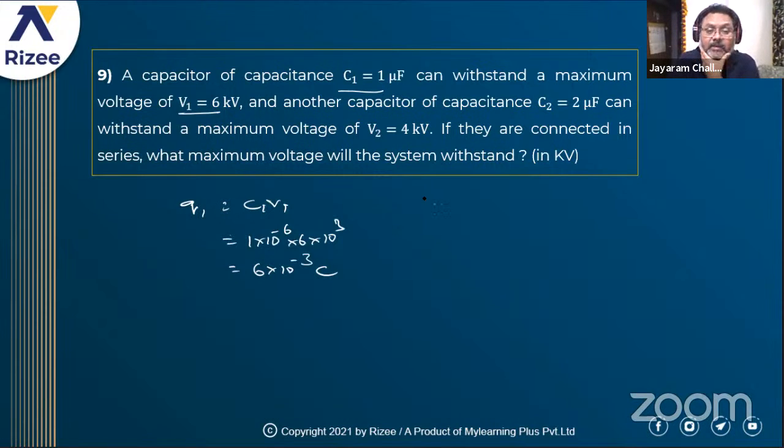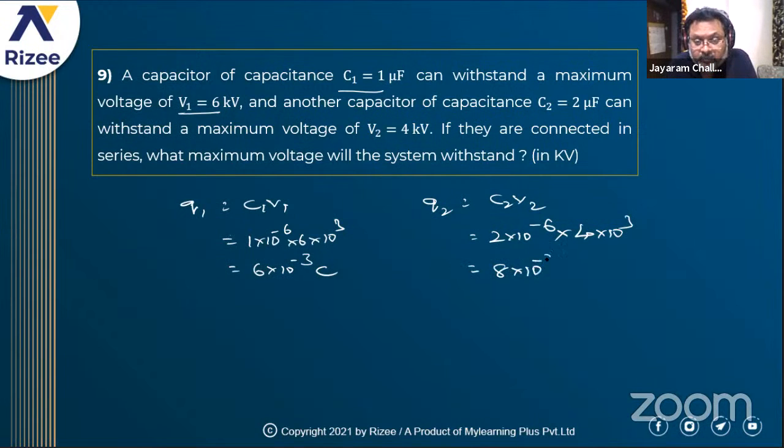Next, similarly, coming to Q2, which is equal to C2 V2, and that is 2 into 10 to the power of minus 6 into the next one V2, so that is 4 kilovolts, 4 into 10 to the power of 3. So that is equal to 8 into 10 to the power of minus 3, which can also be written as 8 into 10 to the power of minus 3 coulombs. So in this way, you can have this relationship, sir.